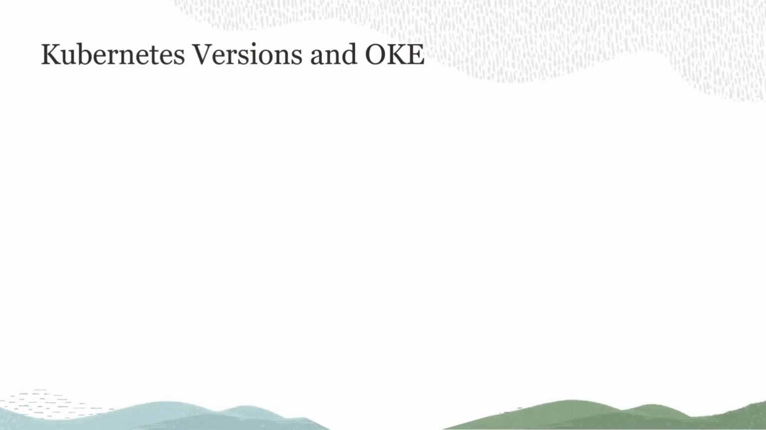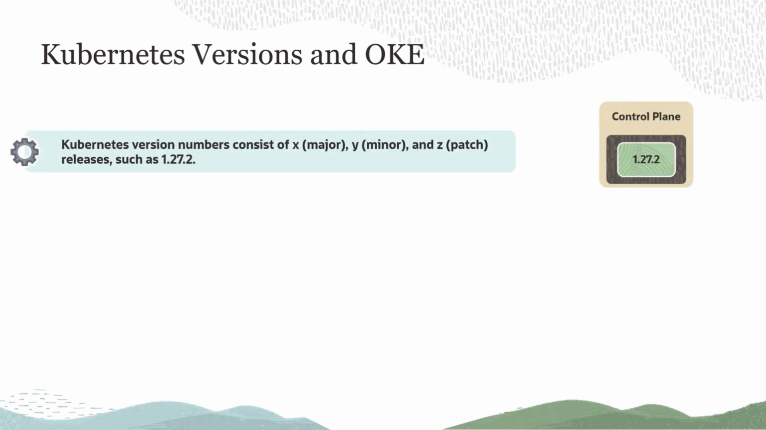Let's explore the dynamic world of Kubernetes versions. The Kubernetes project frequently releases new versions, each bringing a mix of fresh features, updates, and bug fixes. These versions are uniquely identified by a three-part format: x.y.z, where X represents a major release, Y is a minor release, and Z signifies a patch release. For instance, we might have a version like 1.27.2.